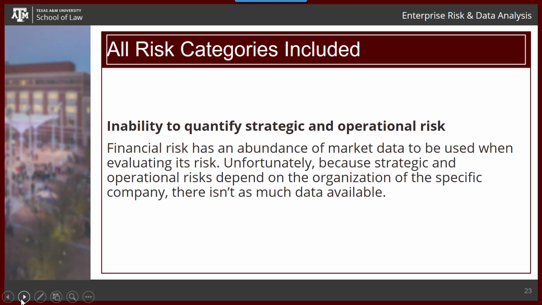So when we talk about the inability to quantify, a lot of times we fall back on the qualitative notion. Now here's the problem with that. When we talk about probabilities, when we talk about a lot of these models, they want numbers. They can't deal with high, medium, low. What does that mean?